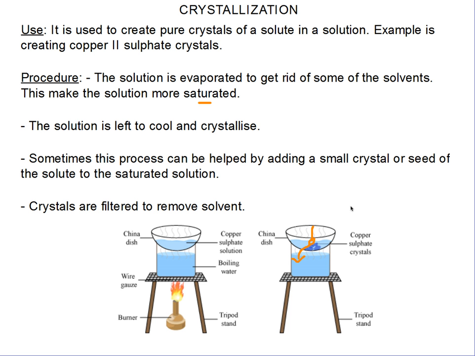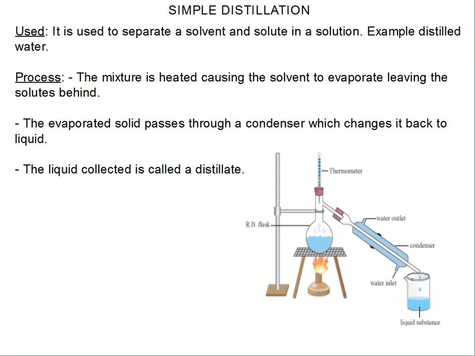After they've been formed, the crystals are filtered to remove the solvent. So we pour it through the funnel, just like in the filtration, and then we get our copper crystals. Simple distillation. This time around, we're dealing with a solvent and a solute.